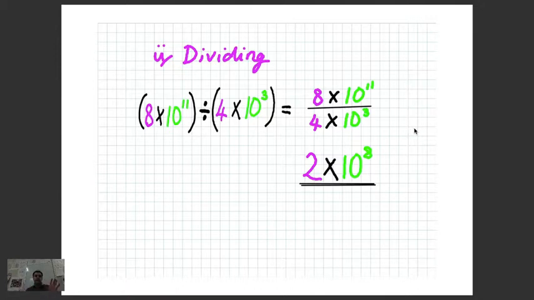So I can just do 8 divided by 4, which gives me 2, and 10 to the power of 11 divided by 10 to the power of 3 is 10 to the power of 8, because the rule is that when you are dividing powers of the same thing, you subtract the powers. So 11 minus 3 is 8. So the final answer is 2 times 10 to the power of 8, and that's in standard form.